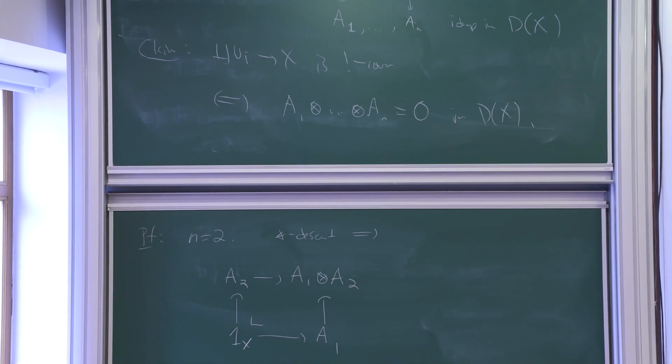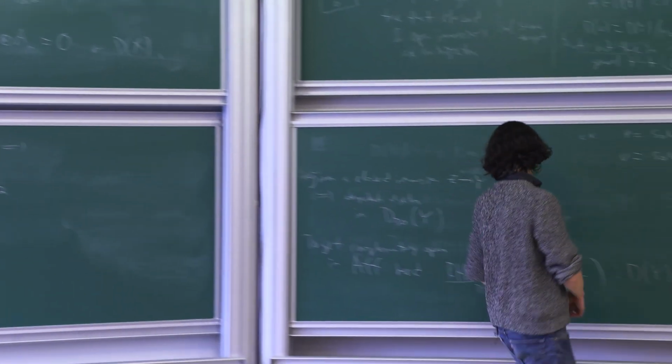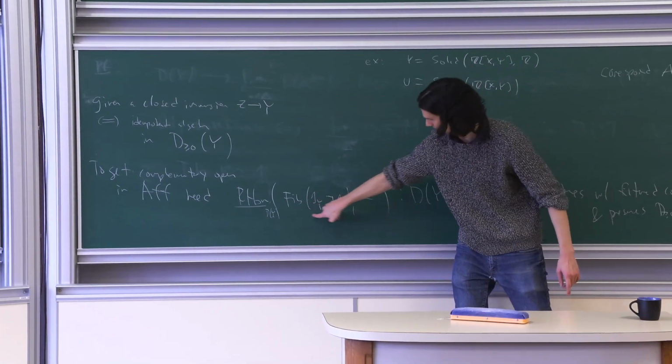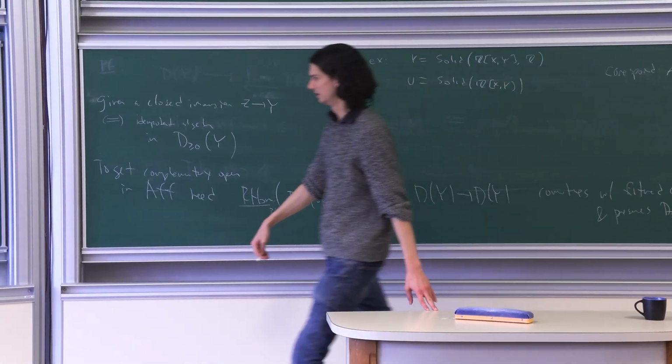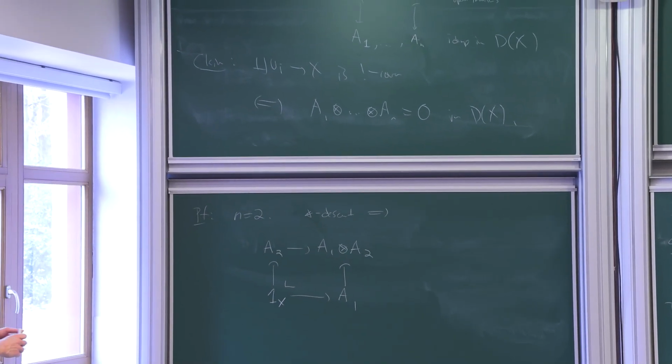So if you look at what star descent means and use the formula for the upper star functor, which is this kind of localization formula, then you find that the claim of star descent is exactly the claim that you have a pullback of this form.